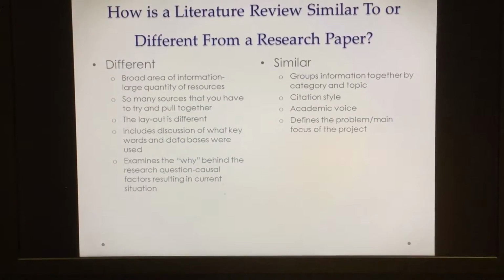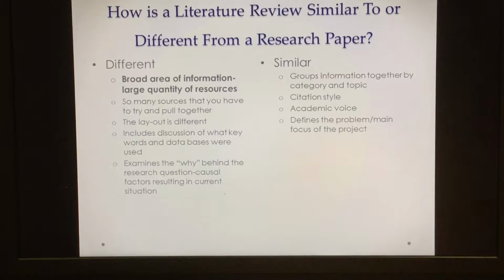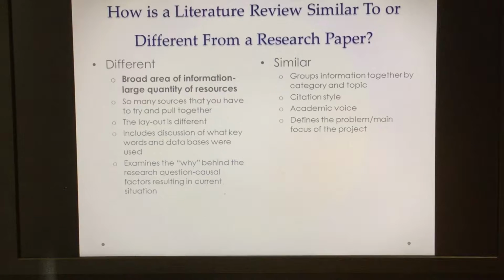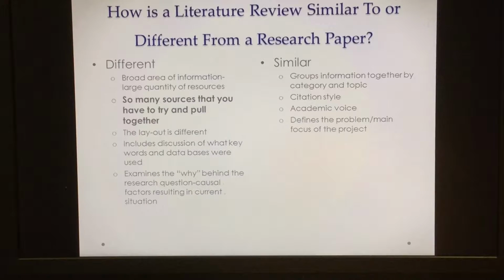So let's see what our group came up with in their discussion. We did identify a number of differences and similarities between the literature review and a traditional research paper. If we start with our differences, in a literature review, you're being asked to take a broad area of information and a very large quantity of resources, usually between 15 and 25 scholarly peer-reviewed sources, and you're asked to incorporate all of these in your literature review. Another difference is that there are so many sources that you have to pull them all together. This is a concept that we talk about in terms of synthesizing, and we'll discuss it in greater detail in a couple of minutes.